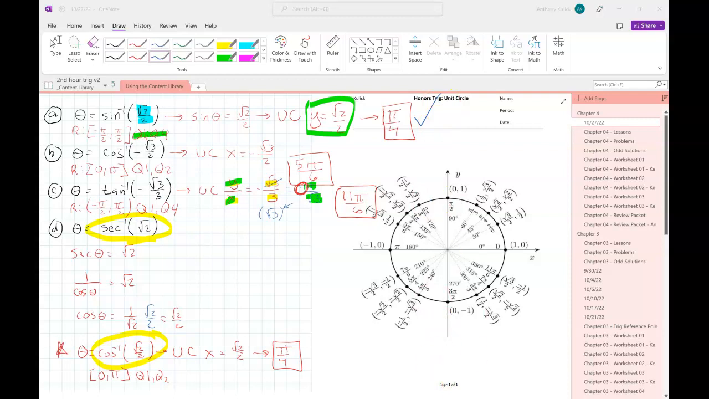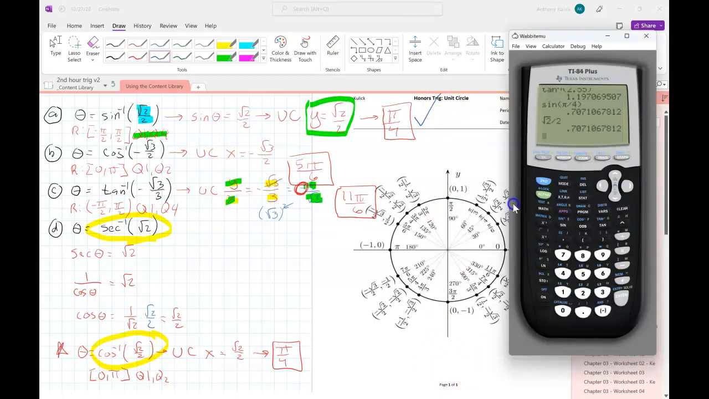Let's check the next one. You guys happy with doing this? This makes sense, how I'm checking this? Okay. So here we're going to plug 5 pi over 6 into cosine and should get back negative root 3 over 2. And just check that real quick. Notice when I typed in negative root 3 over 2, the divide by 2 is not under the radical. Very important that you type it in that way.